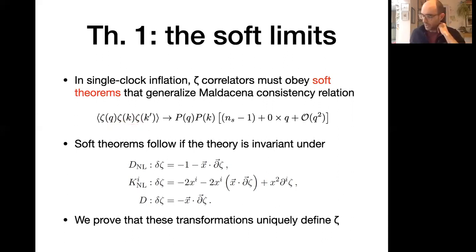And here I'm saying that the specific one that we are interested in computing is the one that has the property that as q goes to zero, as I take one of the three momenta to zero, that's a soft limit, it obeys a very specific relation. This relation is a consequence of gravity, diffeomorphism invariance. And this uniquely defines the variable that we want to compute. These relations are called soft theorems.